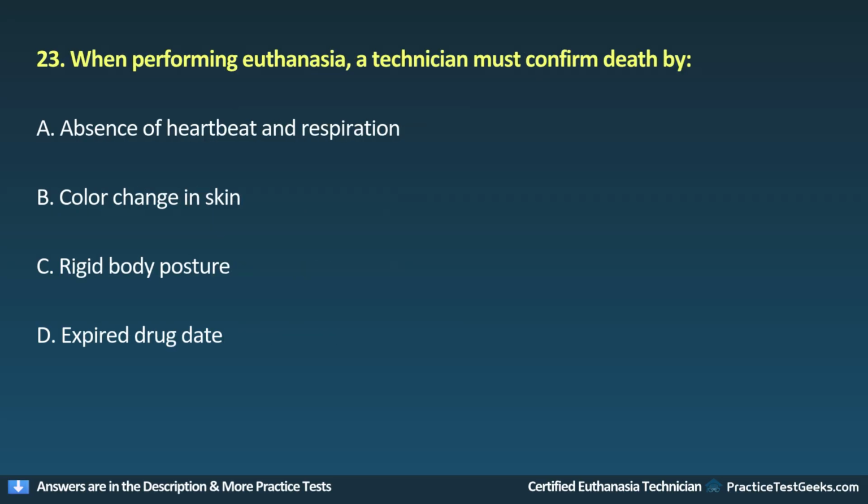23. When performing euthanasia, a technician must confirm death by A. Absence of heartbeat and respiration. B. Color change in skin. C. Rigid body posture. D. Expired drug date.